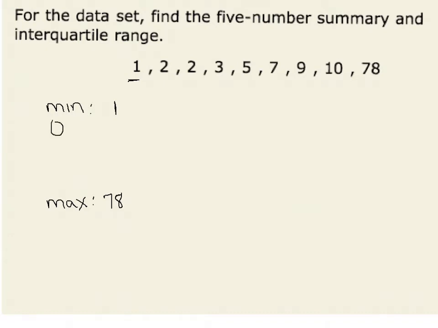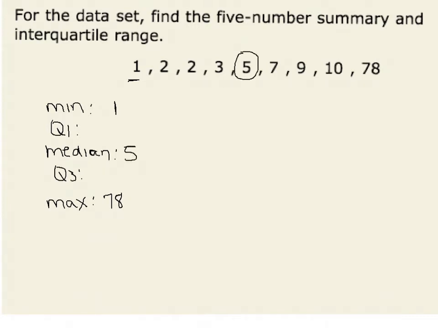This includes our lower quartile, Q1, our median, and our upper quartile, Q3. Our median is going to take an ordered data set and divide it into halves. Since we have 9 data values, our median is going to be our middle number. In this case, our median is equal to 5.